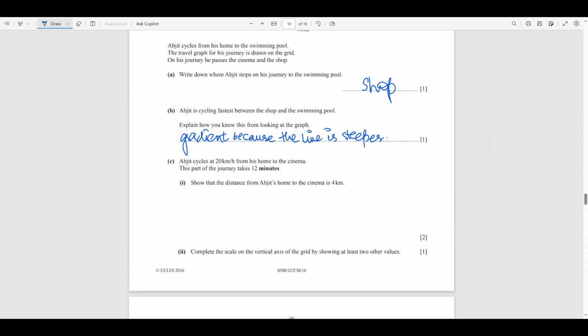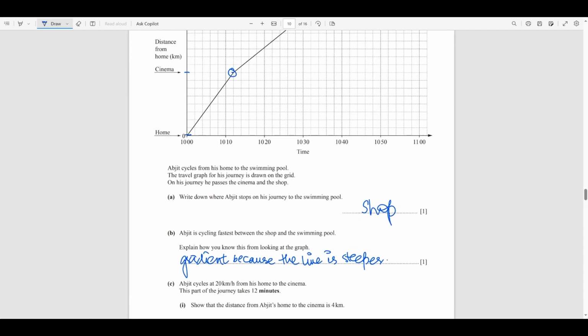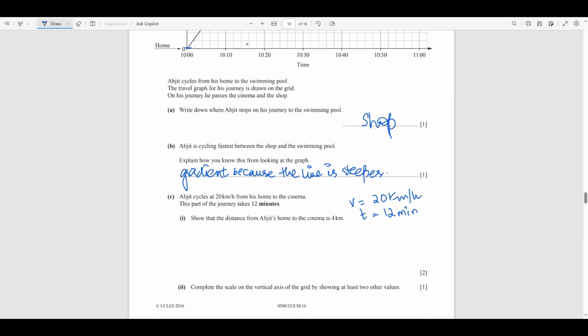Okay. Part C. Abjit cycles at 20 kilometers per hour from his home to cinema. This journey takes 12 minutes. So the speed is 20 kilometers per hour and the time is 12 minutes. Right. We need to show that the distance is 4 kilometers. Now, this is the answer that's already given in the question. So, we cannot use this answer, but we have to reach this answer.